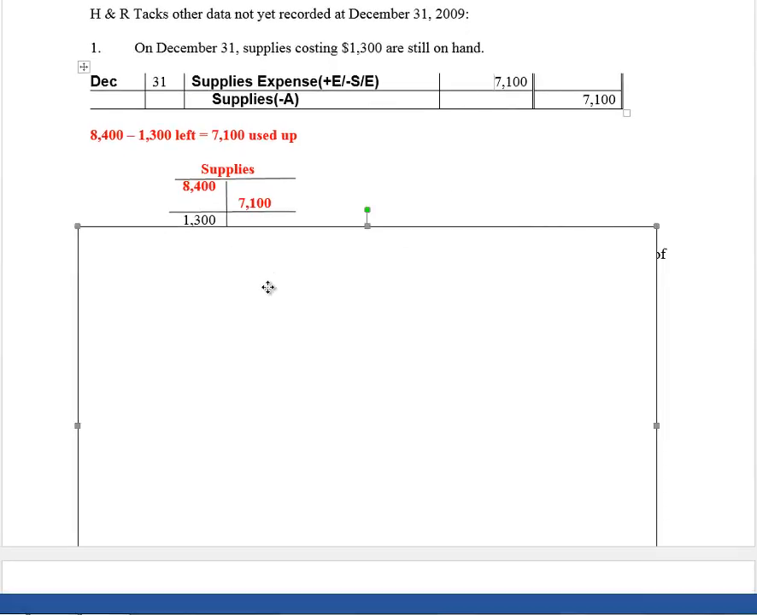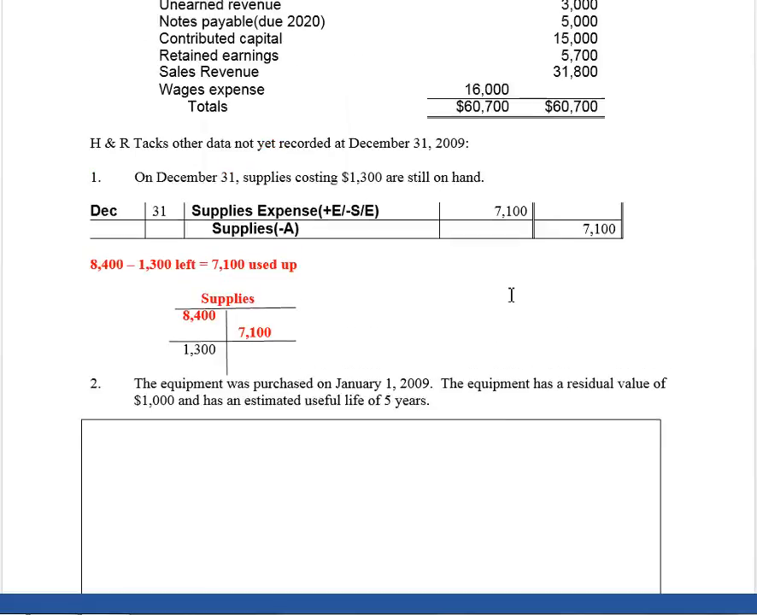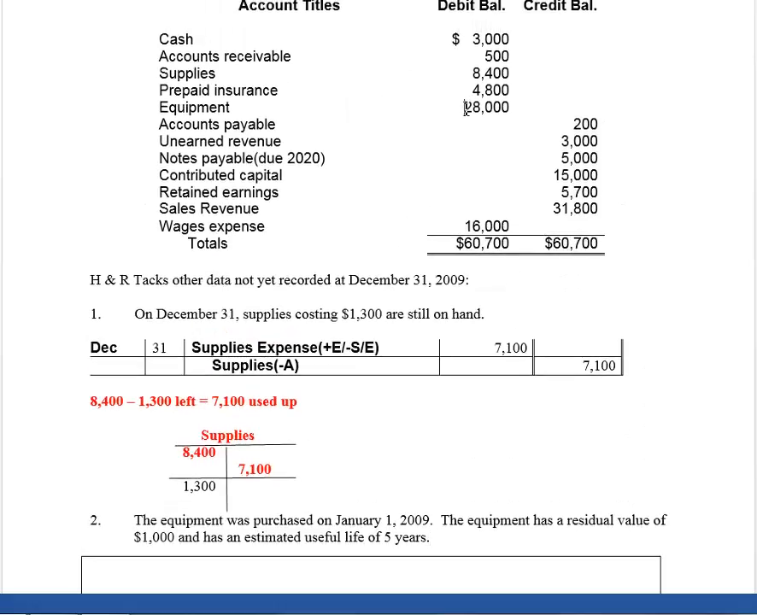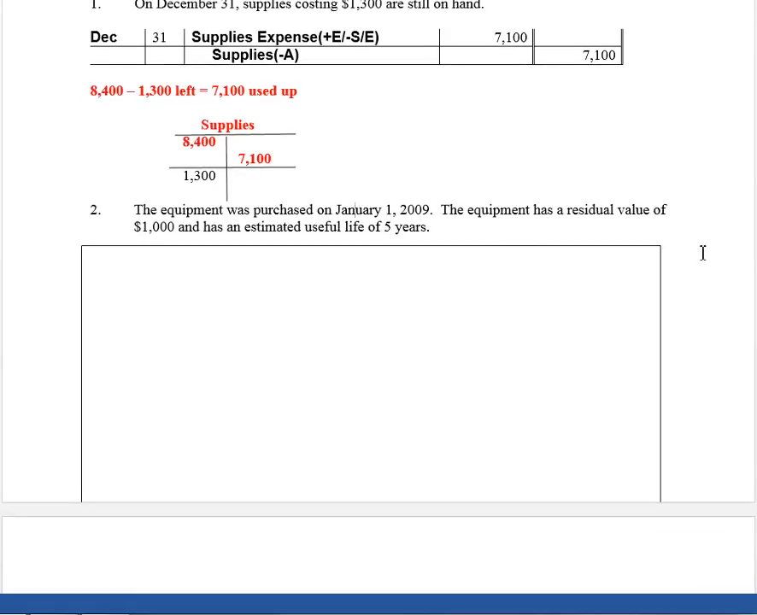Now, let's look at another item that would have created an adjustment opportunity. It says here that we had purchased the equipment that we showed a balance for here of $28,000. We purchased it at the beginning of 2009, January 1st. The equipment has a residual value of $1,000 and an estimated life of 5 years. That's your clue that says I need to record depreciation expense.